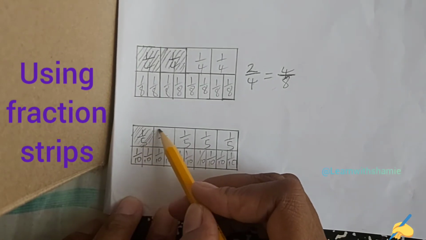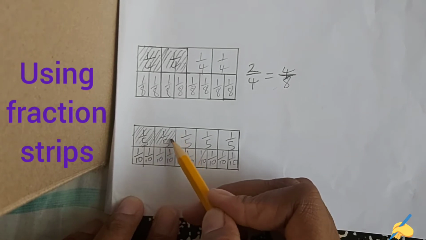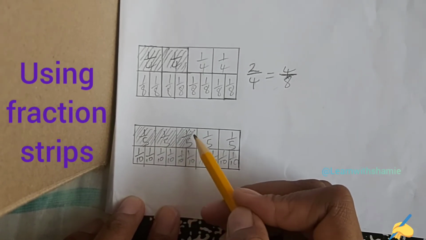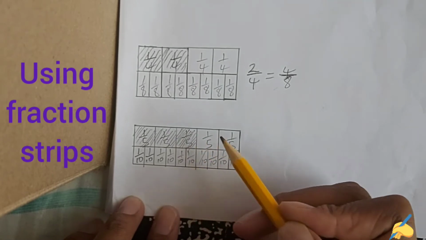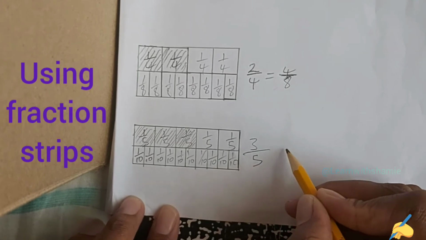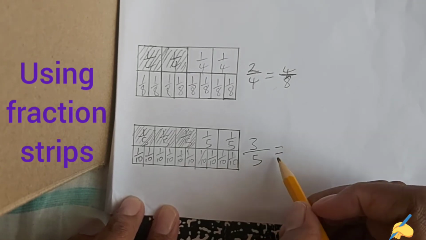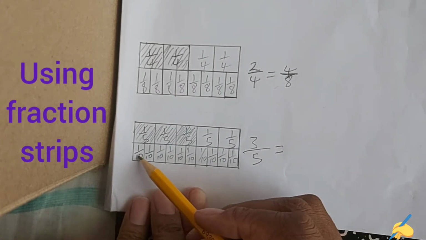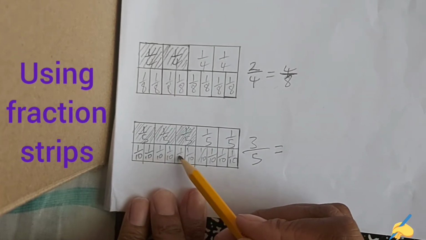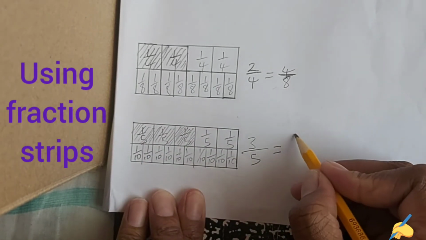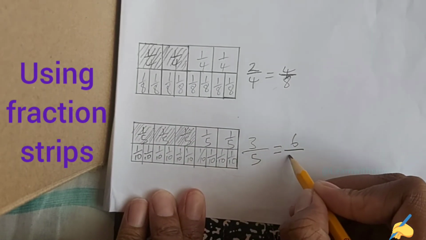I'm going to shade 3/5 of the top half. So I've shaded 3 pieces out of 5. So what would that be equivalent to? Let's count. 1, 2, 3, 4, 5, 6. So it would be equivalent to 6 out of 10.